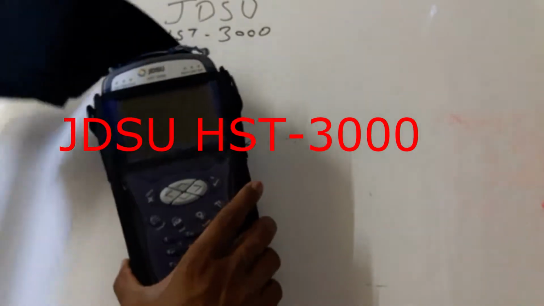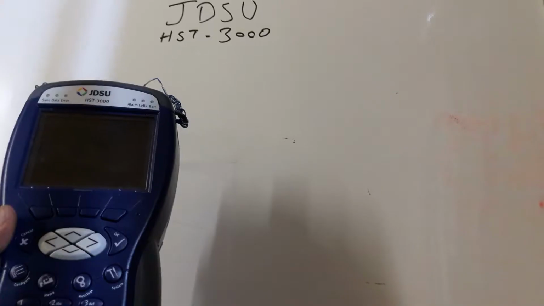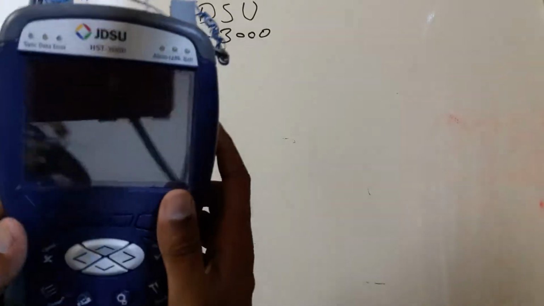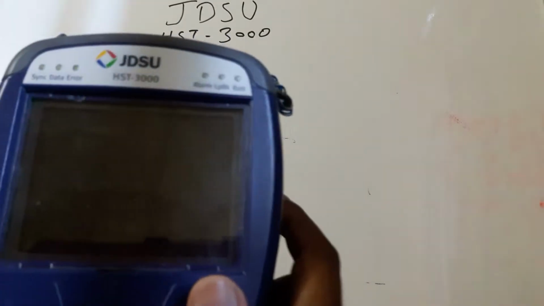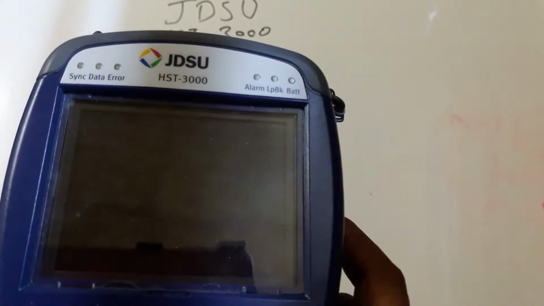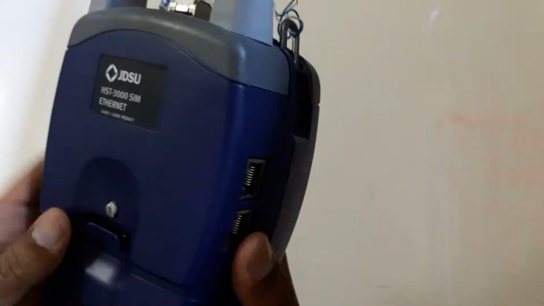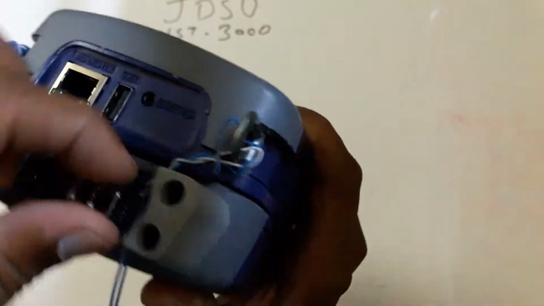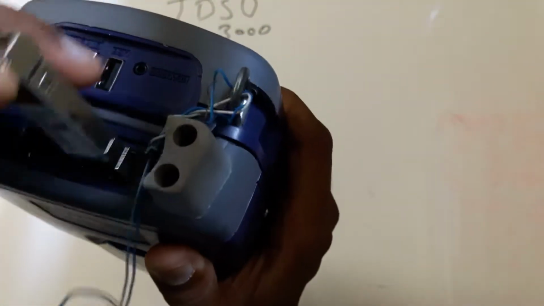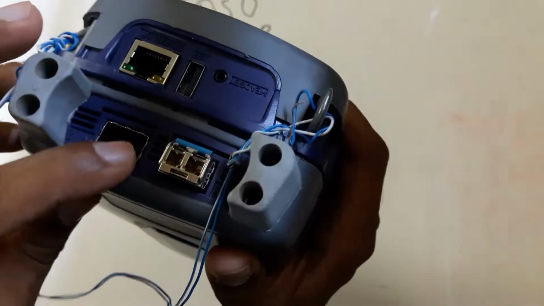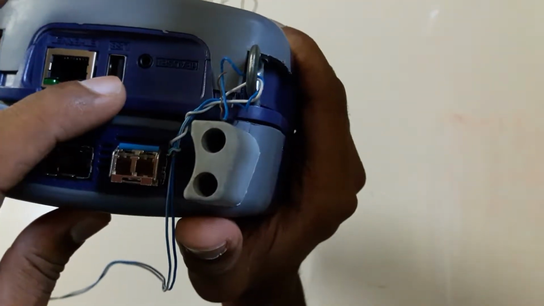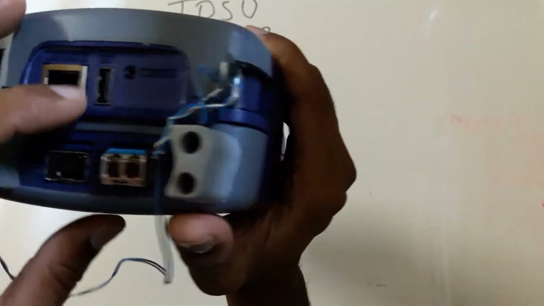We'll show you today. This is the SFP. There are two SFP slots. You can use the number two also, and this is the number one SFP. And this is the USB. You can retrieve your data from here. And this is the Ethernet.